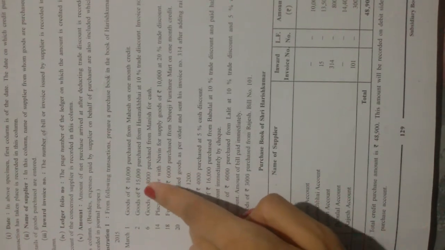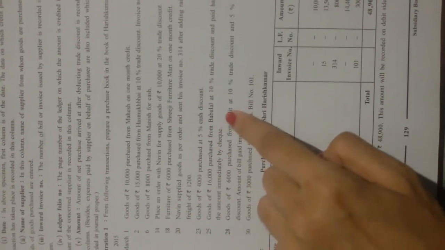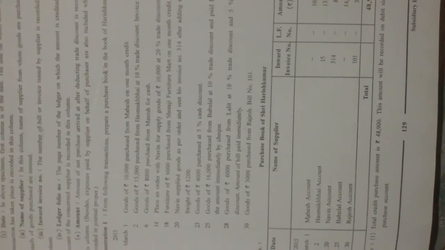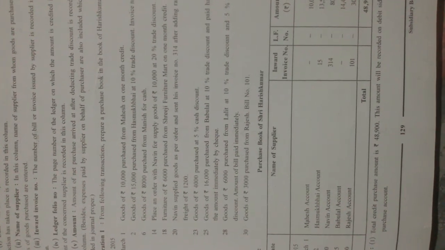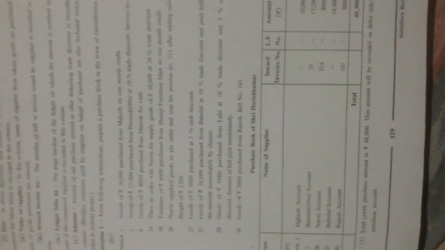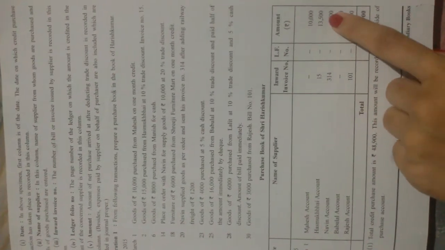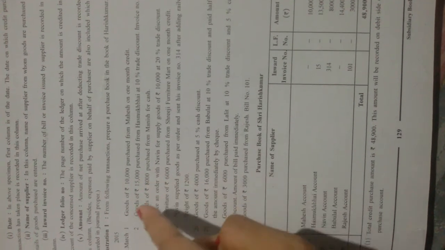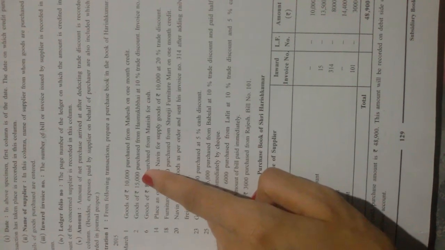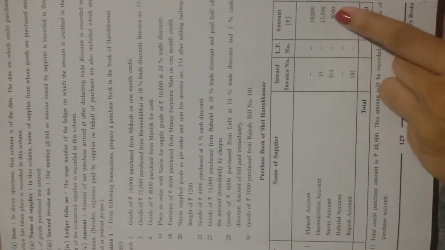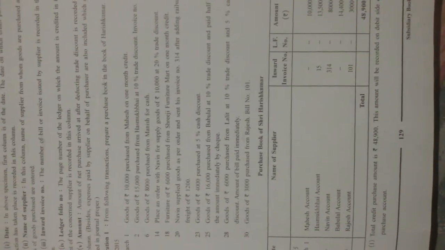So first of all you have to calculate the 10% trade discount. 15,000 into 10 divided by 100, you will get 1,500. If you subtract 1,500 from 15,000, you will get 13,500. That amount you have to write in the amount column, not 15,000. If a trade discount is given, first of all you have to deduct the trade discount, and after deducting, whatever amount you get, that amount you write in the amount column.